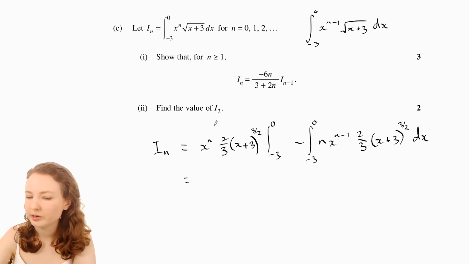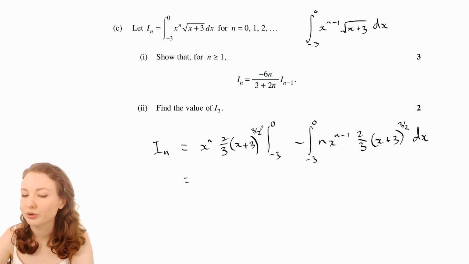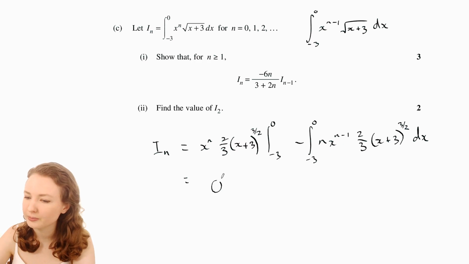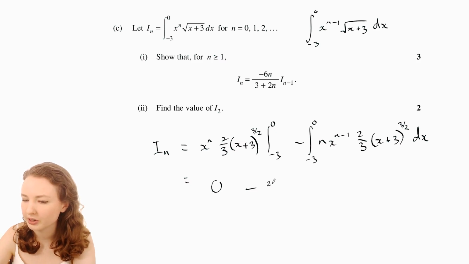All right, now let's see what this makes. When we plug in the 0, we get 0 there. And when we plug in the negative 3, we get 0 there. So that whole thing is just 0. We've got some constants here, 2/3 times n. I'm going to bring that out the front.